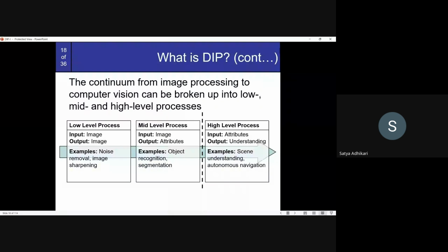In middle level, your input is an image, but the output is attributes, that is, the attributes which we are interested in. There are also two processes: object recognition and segmentation. We will also discuss what object recognition and segmentation are. So these two processes are used for the middle level process. But when we are using scene understanding or autonomous navigation, it belongs to high level processes.